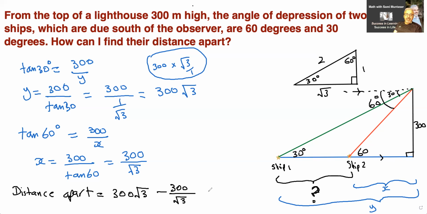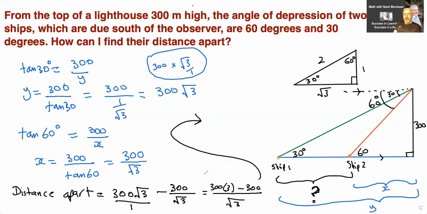And if we want to find this in exact value, root 3 will be the least common denominator. So this gets multiplied into here and you get 300, and root 3 times root 3 just gives you 3 there. So 300 times 3 minus 300. I'm just going to take this right here. So this is going to give me 900 minus 300 over root 3.